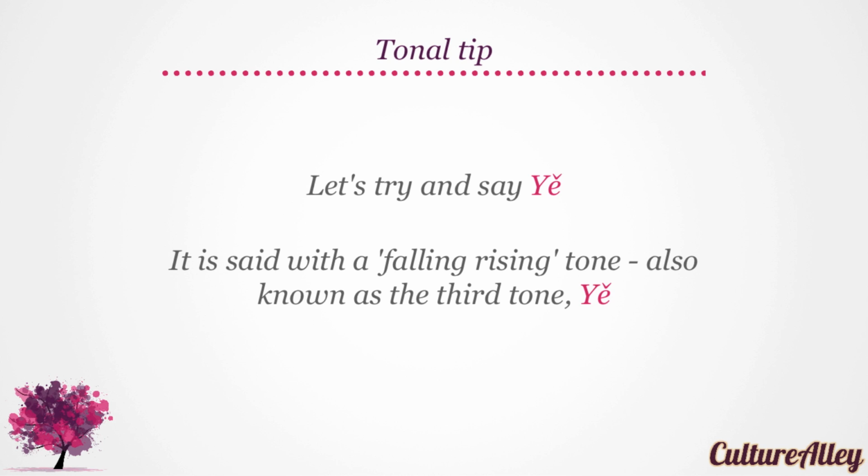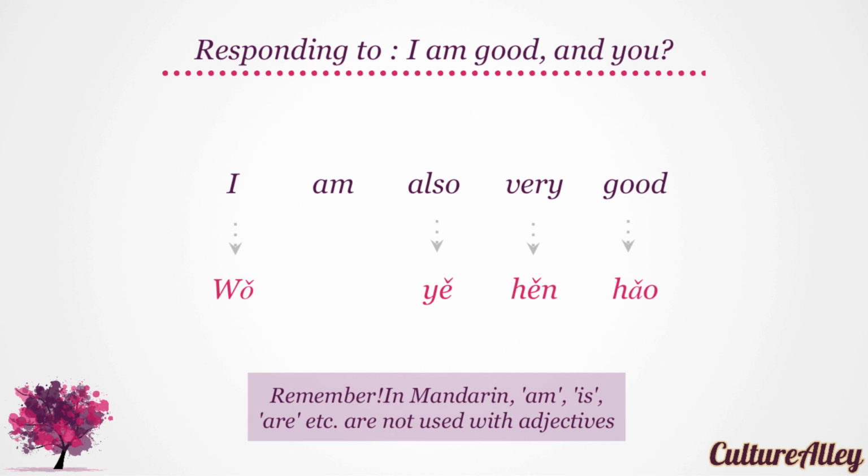Well done. Now let's use it in a sentence. On your screen is the word-for-word translation of the sentence, I am also very good. The word order here is the same as that in English. Since we know all the words, putting them together individually would get us 我也很好. Let's try saying that again. 我也很好. Well done.